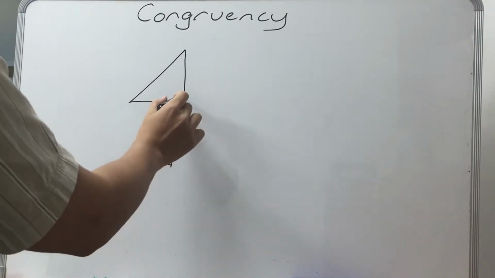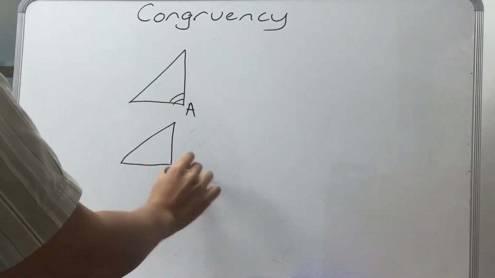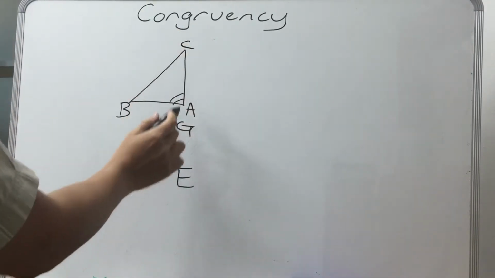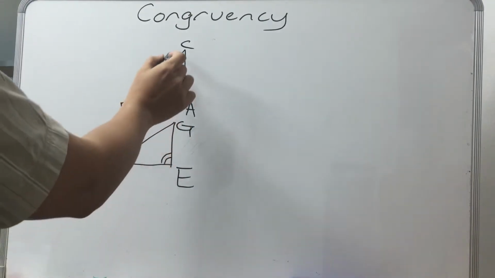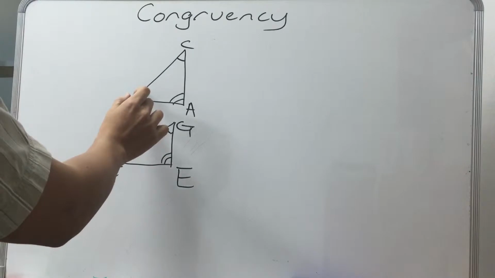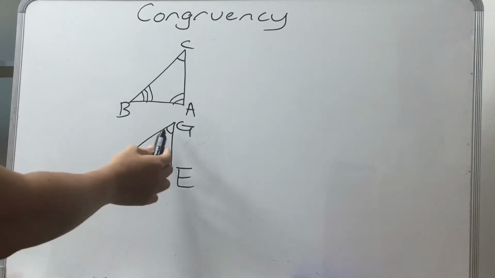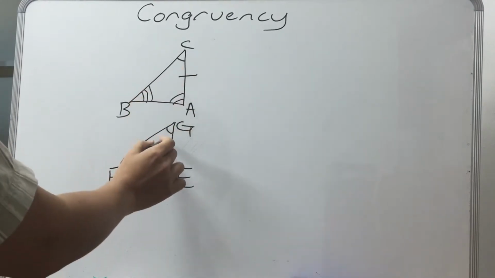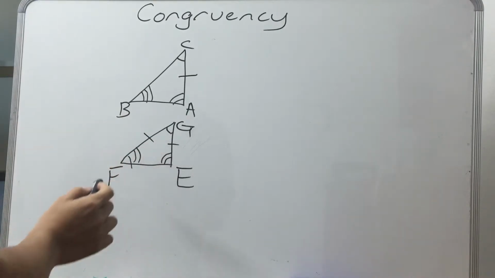So for example, this angle, let's call it A, and this one is E, F, G. This is A, B, C. So this angle and this angle, since they are congruent triangles, should be the same. Angle C will be the same as angle G, and angle B is the same as angle F. So when you have similar angles, their sides must be the same also. So AC must be the same length as GE, and BC must be the same length as FG.